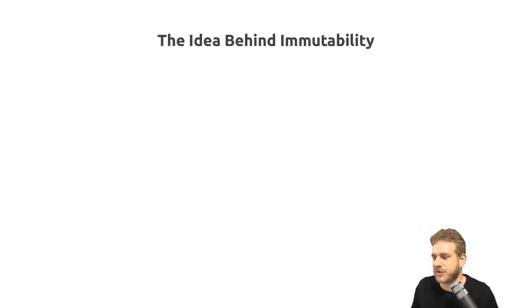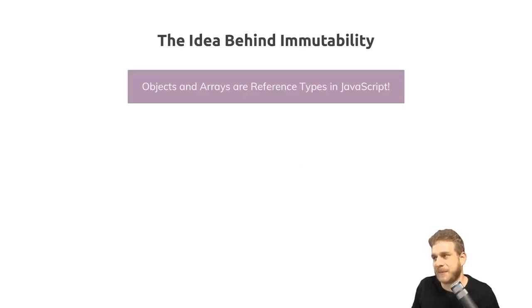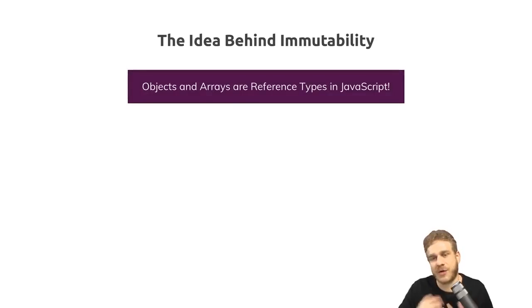So let me try to make it a bit easier. What is immutability about? We hear about it a lot when working with Redux, for example. And you can find an article with a lot of information on it in the video description actually. So the idea behind immutability is simple. Objects and arrays are reference types in JavaScript.